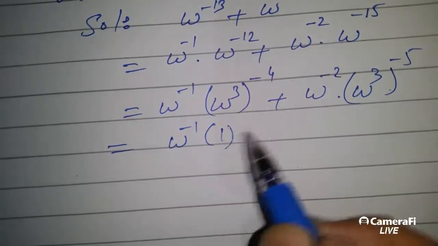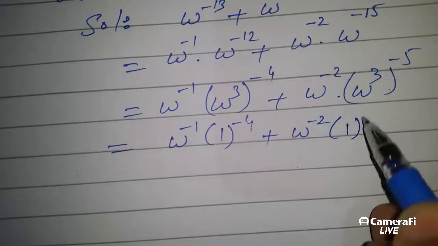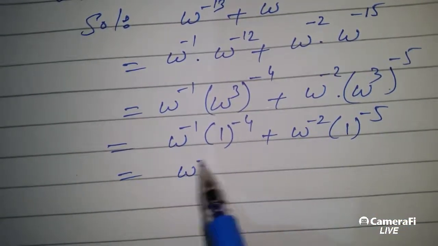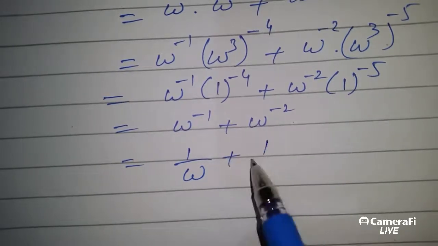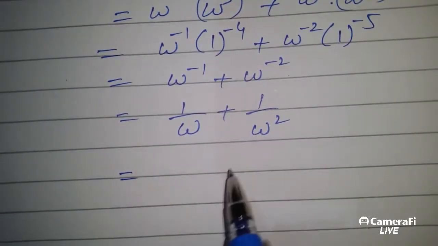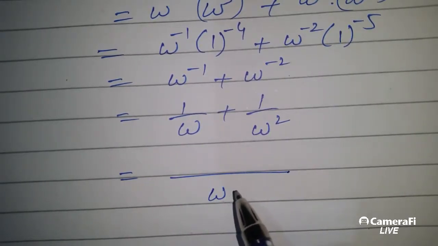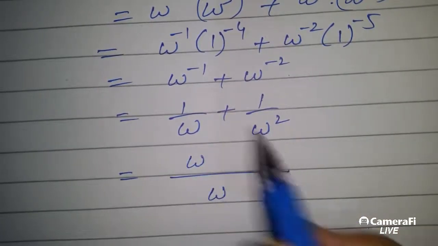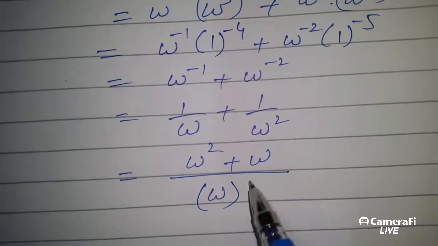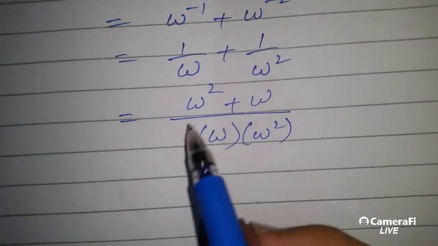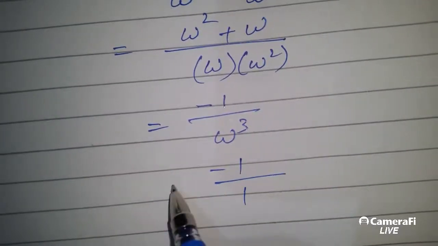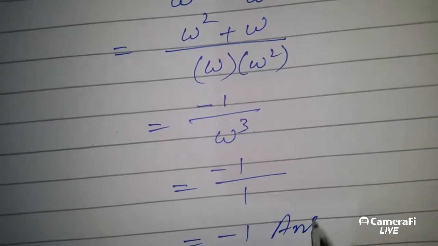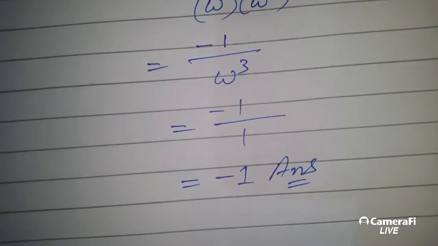As we know, omega cube is equal to 1. So 1 raised to any power is basically equal to 1. This can be written as 1 over omega, 1 over omega square. Now I can take the LCM or just cross multiply. This number will multiply to this, this number will multiply to this, and in the denominator the numbers are being multiplied. As we know, omega plus omega square is equal to minus 1, and here we have omega cube, and omega cube is equal to 1. So the overall answer to the problem is minus 1. And the question is solved.